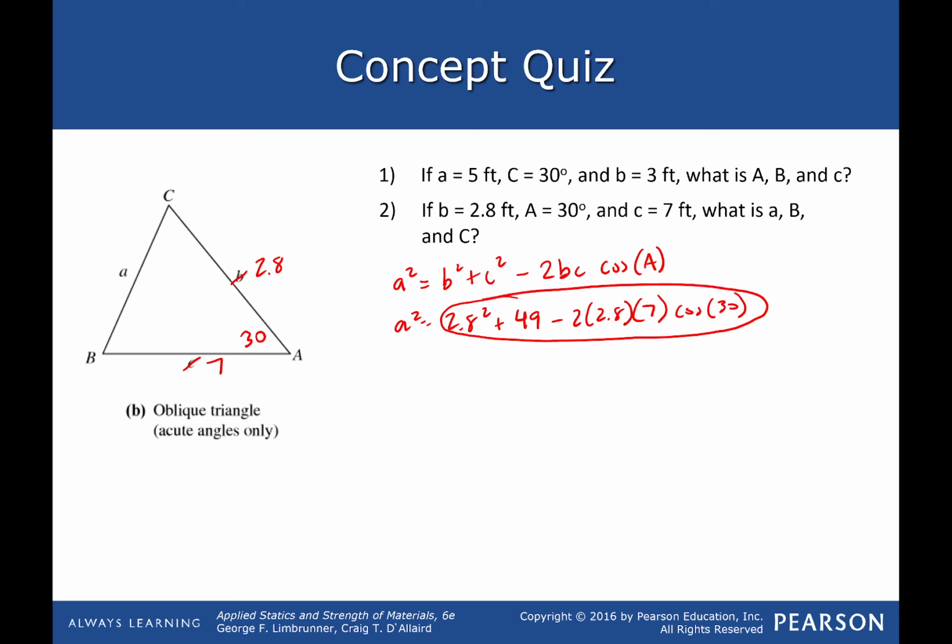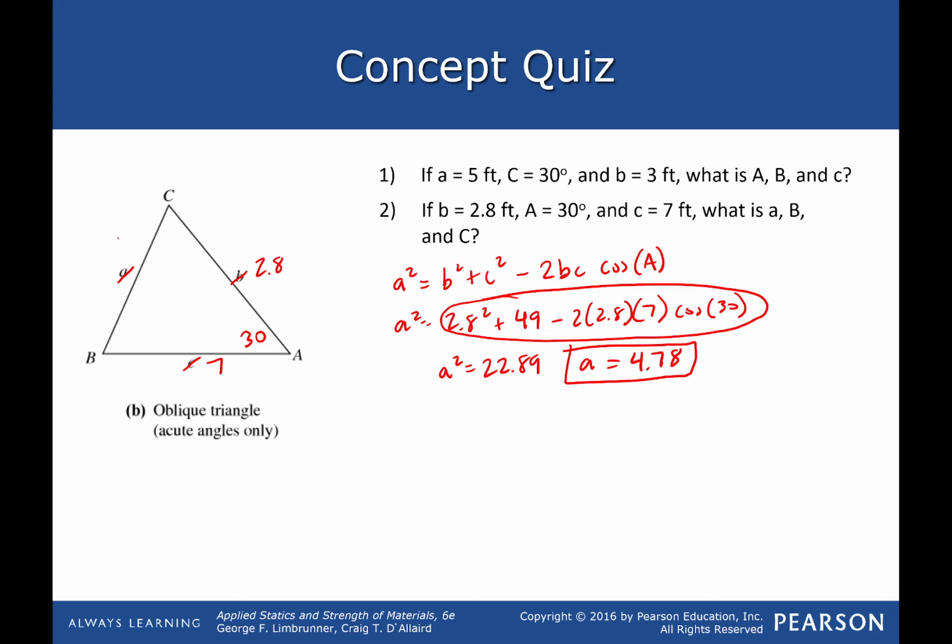Simplify where you can, people. Simplify where you can. Okay, so 2.8 squared plus 49 minus 2 times 2.8 times 7 times cosine of 30. And so I get that A squared is equal to 22.89, and therefore A is equal to the square root of 22.89, and I get 4.78. Okay, so I've got A is equal to 4.78.